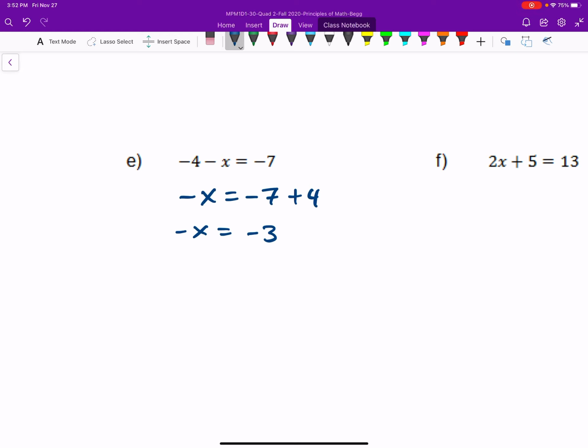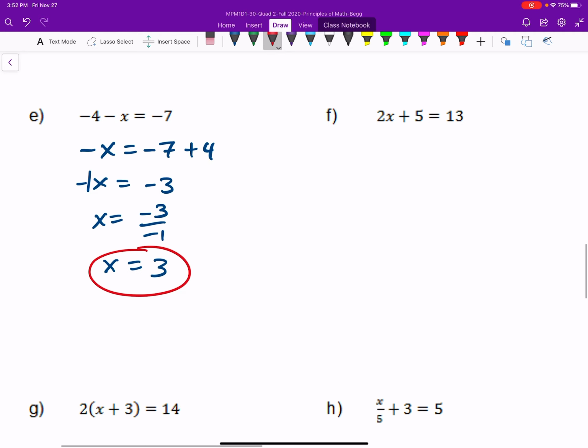And I can think of this negative x as if it were a negative 1x. That might be the easiest way to do it. So if it's negative 1 times x, then I could divide each side by negative 1, and the two negatives cancel out, and x has to equal positive 3. Plug that back into the original equation, and you end up with negative 4 minus 3, which combines to give negative 7.